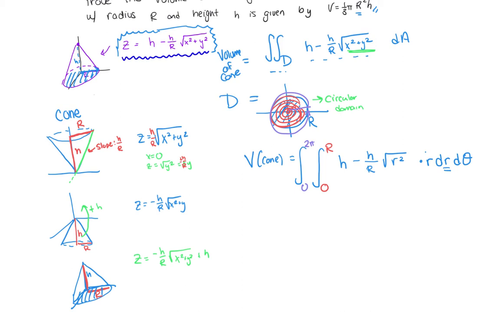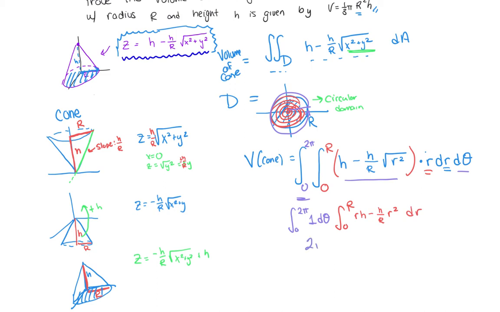Okay, so now we can go ahead and integrate this. There aren't any thetas in my expression, so I can just pull out the integral from 0 to 2 pi of 1 d theta, and then separately do that integral from 0 to big R of h minus h over R, little r. And now I've got to be careful here. This r, this Jacobian, does have to distribute to both of those pieces. So I'm just going to go ahead and distribute that in. So I have an rh minus an h over big R, r squared, dr.